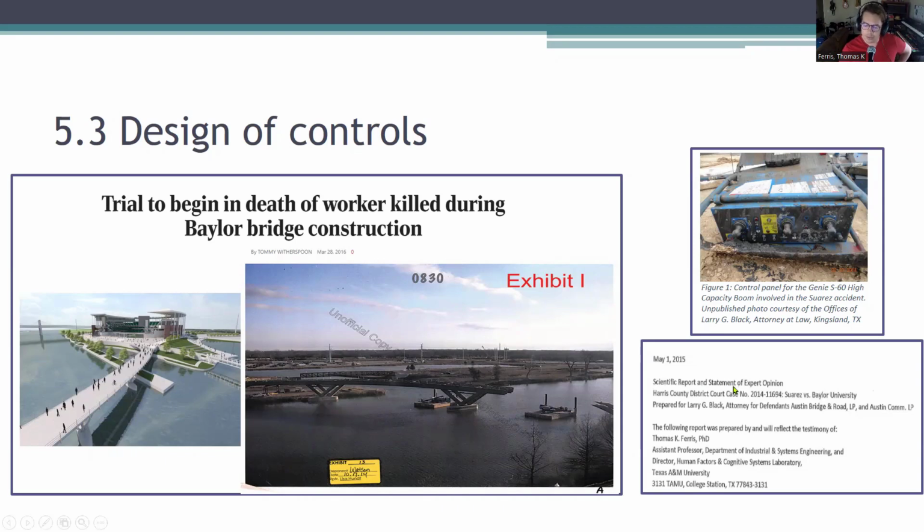Maybe here's what I'll do. I'll post this scientific report because it's a public record. I'll post that on Canvas, so if you want to read more about it, you're welcome to. All right.